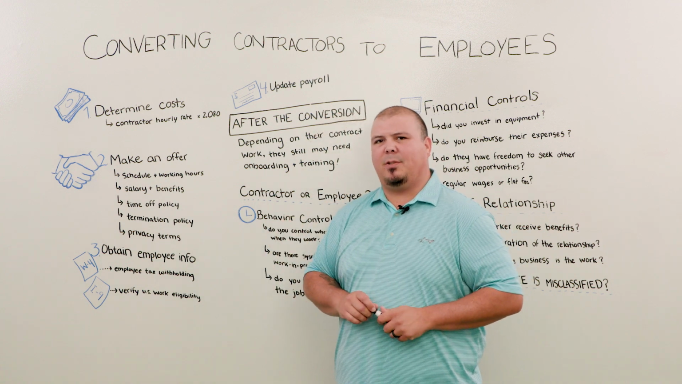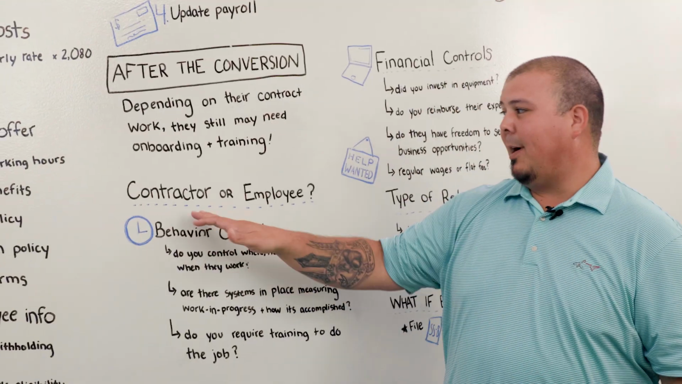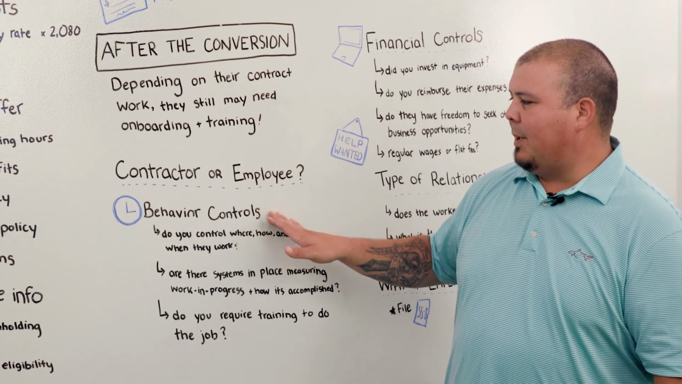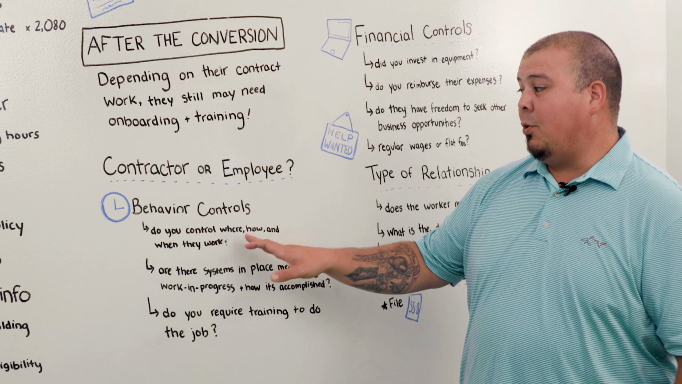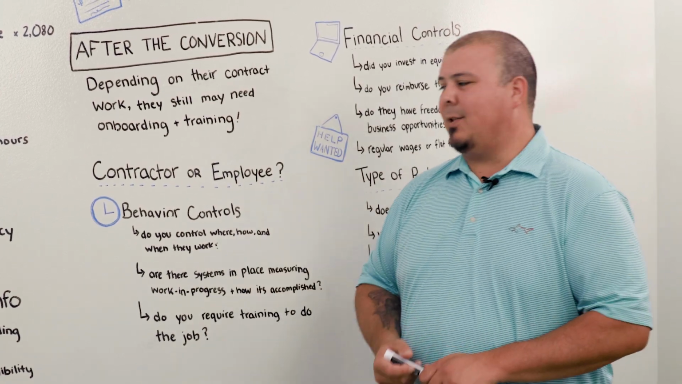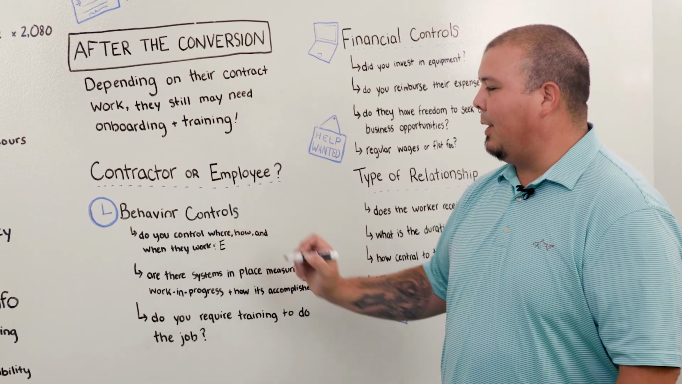Next are going to be some questions that we're going to look over that should help you guide and determine whether a contractor or an employee is the best fit for you and your business. First questions we're going to look at are some behavior control questions. Do you control where, how, and when they work? If the answer is yes here, typically that is a situation that you will want to look into bringing them on as an employee.